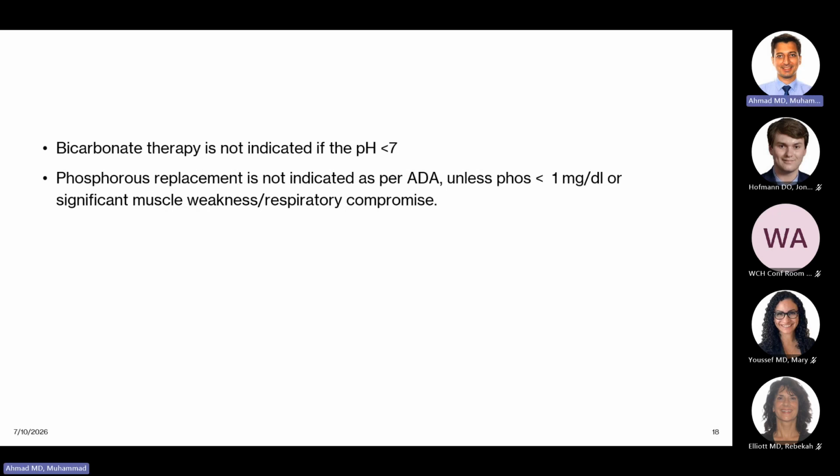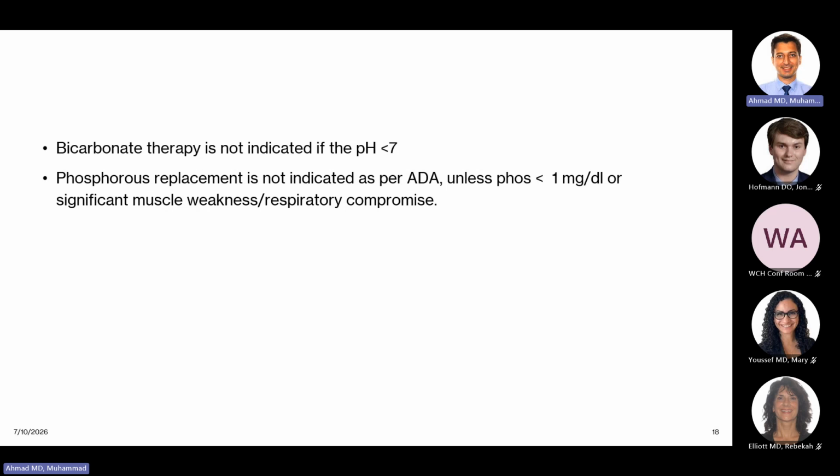Okay. So for phosphorus, we are commonly seeing, like with insulin, that insulin drives the potassium from the extracellular to the intracellular. Same happens with the phosphorus. Insulin also drives the phosphorus from the extracellular to intracellular. You will commonly encounter phosphorus levels very low in these types of patients.